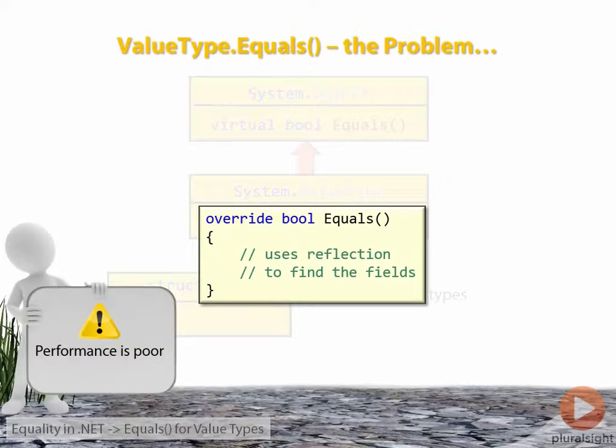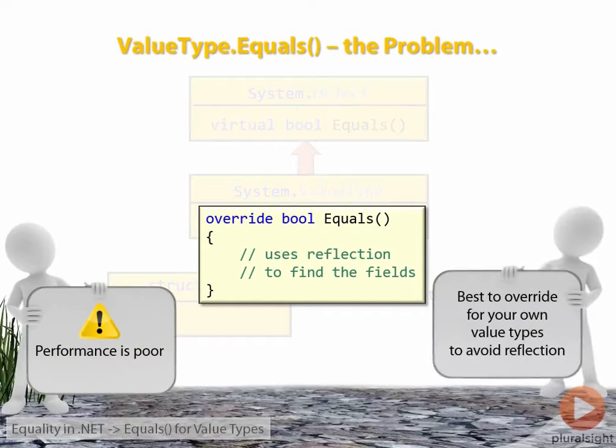For that reason, it's often a good idea to override Equals for your own value types, using the techniques that I'll show you later in this course, just so you can provide an implementation that runs faster. In fact, you'll find Microsoft has done that for many of the Microsoft-written structs that you use.